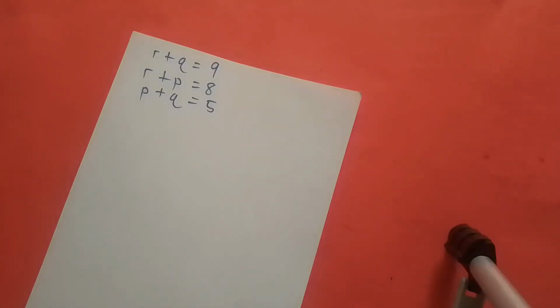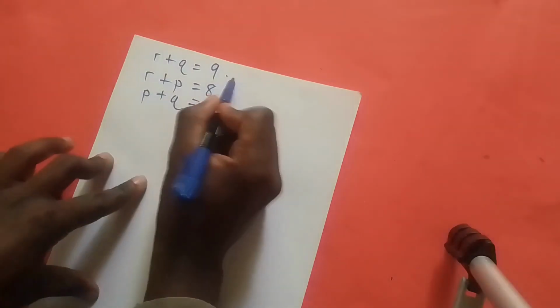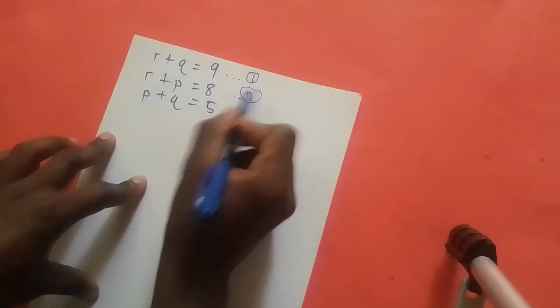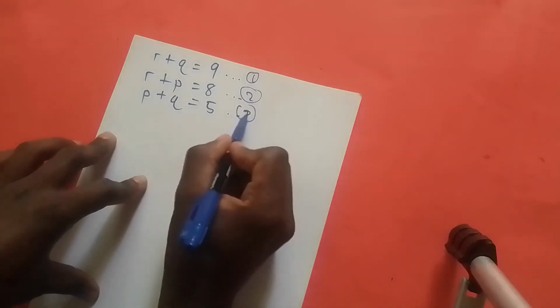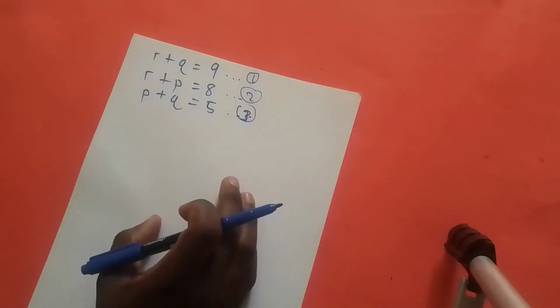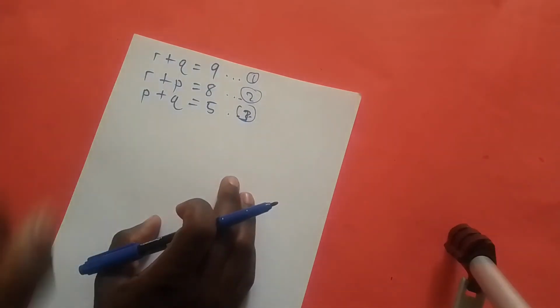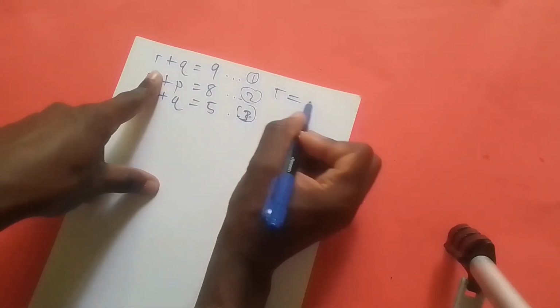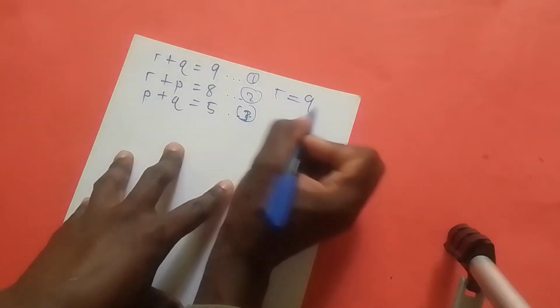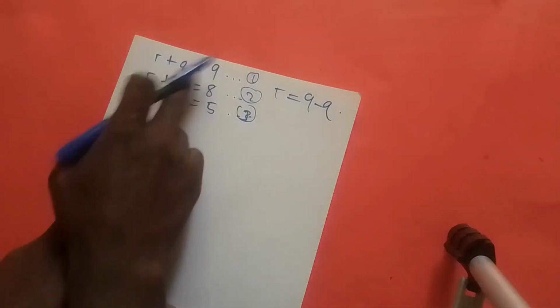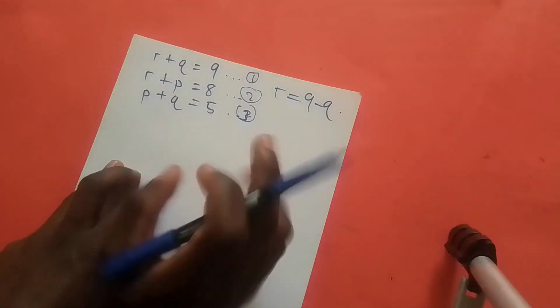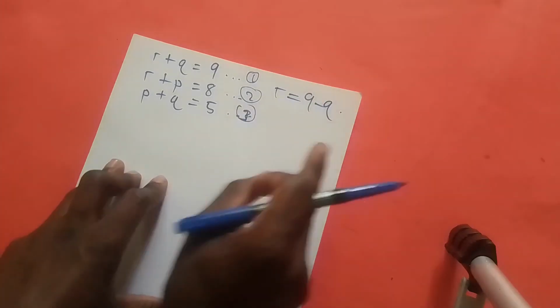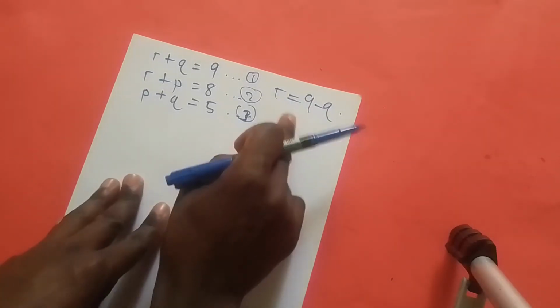Okay, so these are the equations we have. This is equation 1, this is equation 2, and this is equation 3. The first step is to make r the subject of the formula in the first equation. So r is going to be equal to 9 minus q. This q will just fly across the equation and become negative q. Therefore, r is equal to 9 minus q.